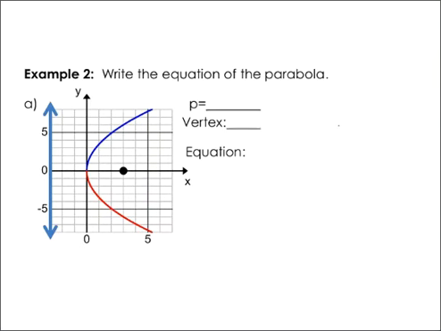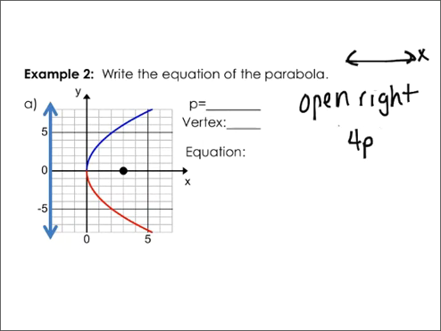Okay, continuing on. Now we're going to practice writing equations given the graph of a parabola. So the first thing that we need to look at is which direction the parabola is opening. So we see that this is opening to the right. If it opens to the right, just think about that. Which axis goes left and right? That's the x-axis. So this is the one where x is not going to be squared.